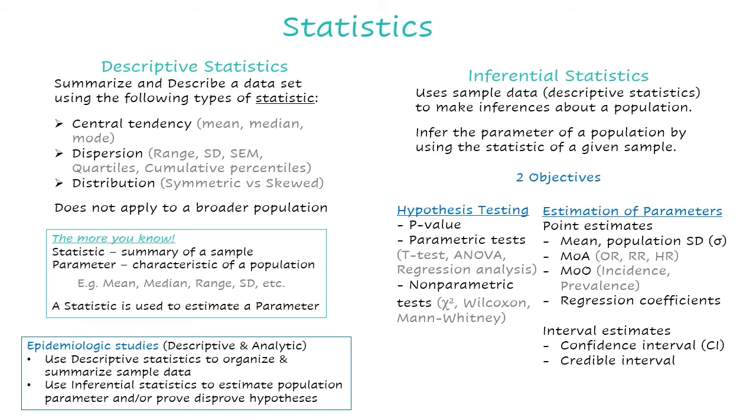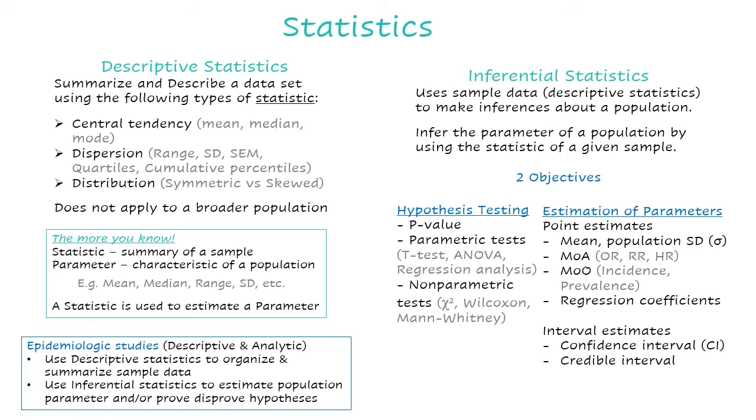The fancy way of saying this is that we use inferential statistics to infer the parameter of a population by using the statistic of a given sample. In this context, a statistic is a numerical summary of a sample, such as a sample mean or a sample standard deviation, while a parameter is a numerical characteristic of a population, such as a population mean or a population standard deviation.